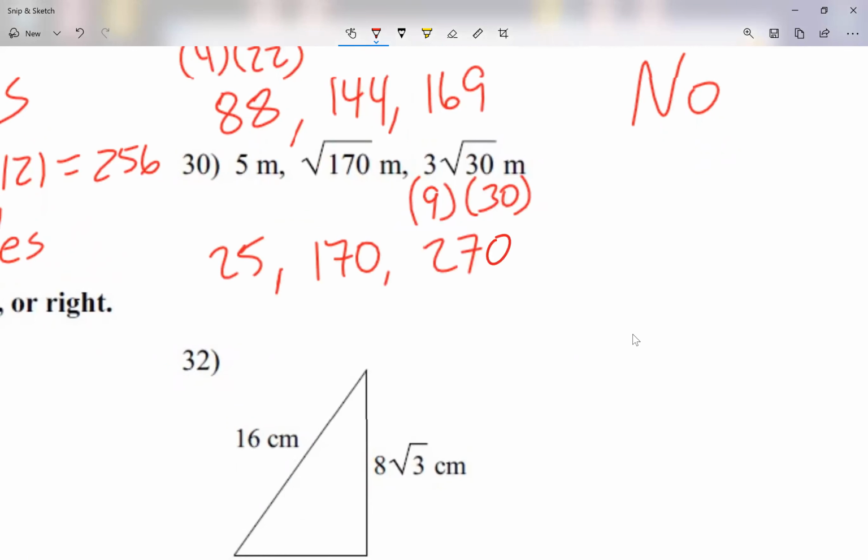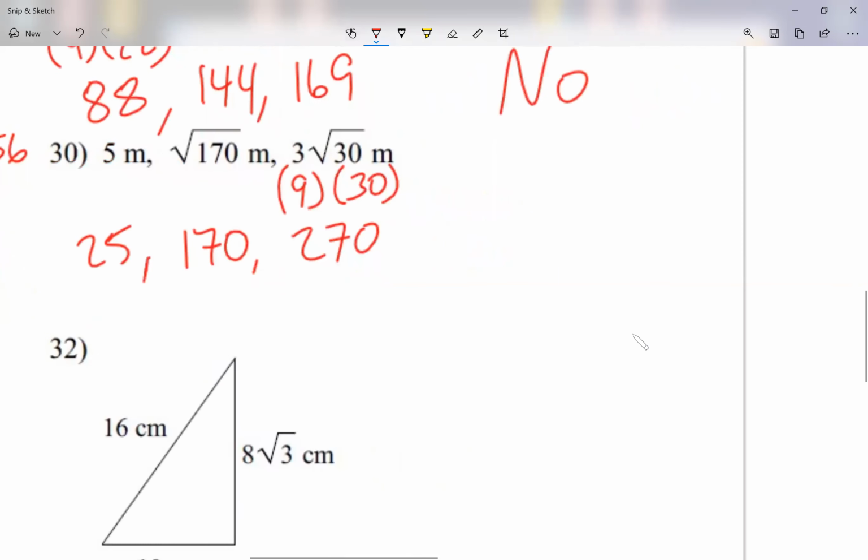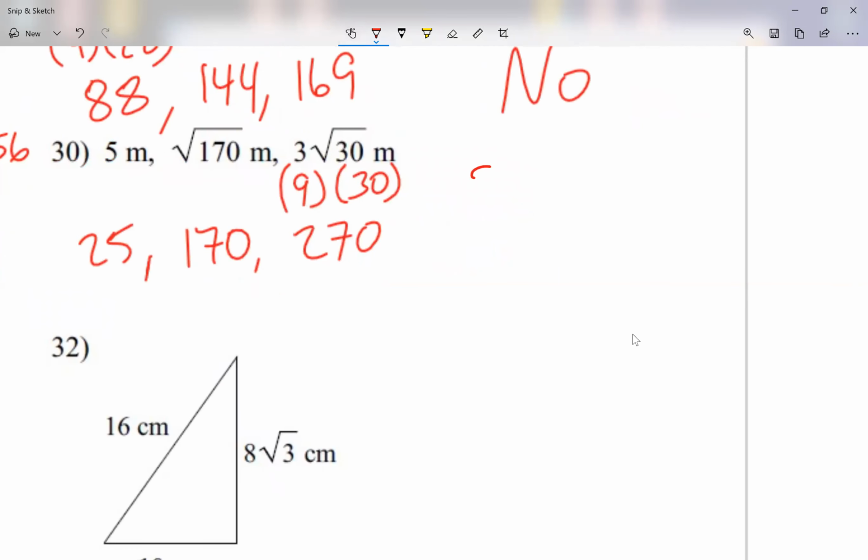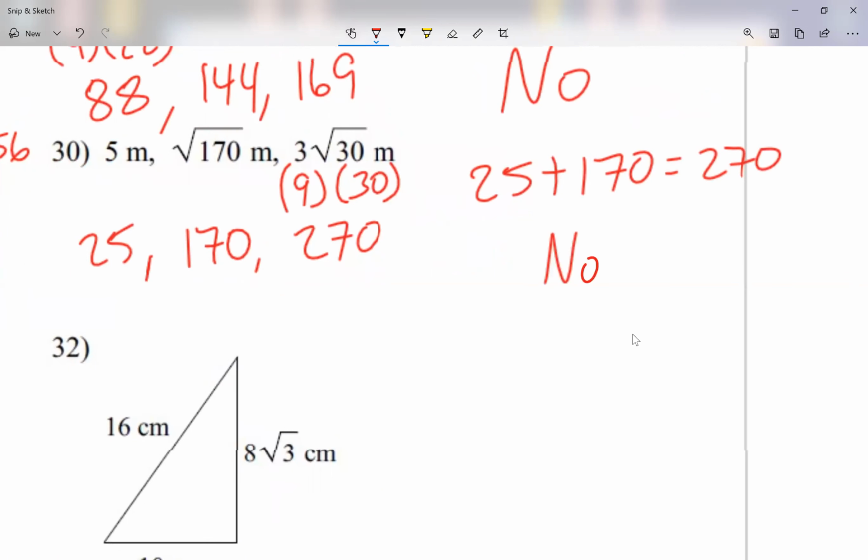I get 270. So now my question is, 25 plus 170 equal to 270? 25 plus 170 is 195, not 270. So nope, this is not a right triangle.